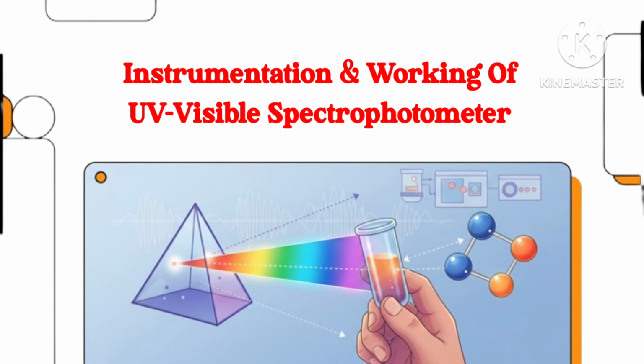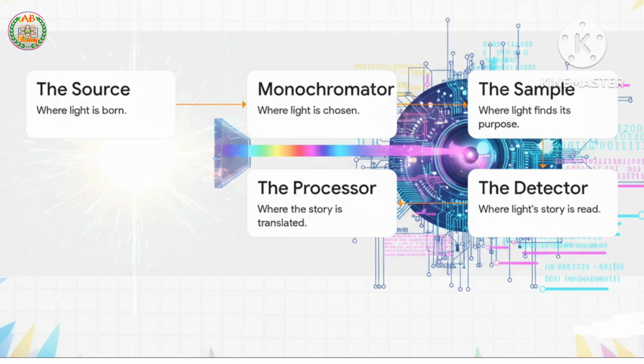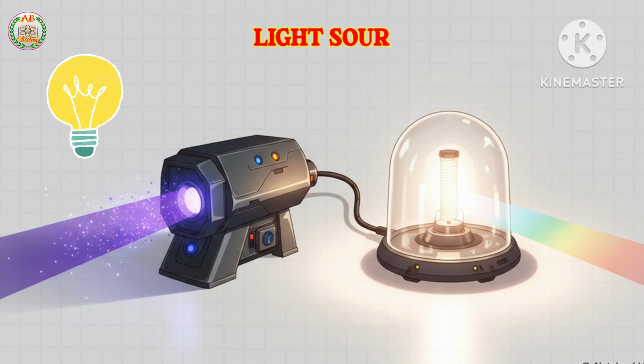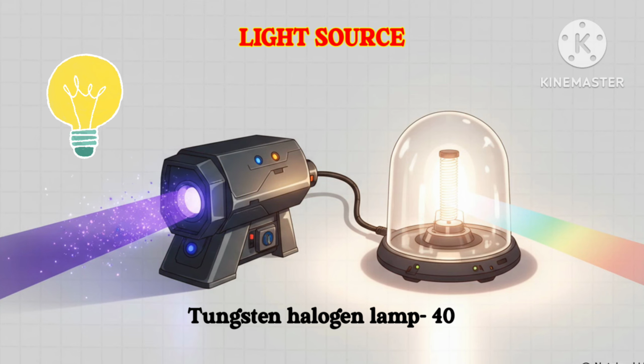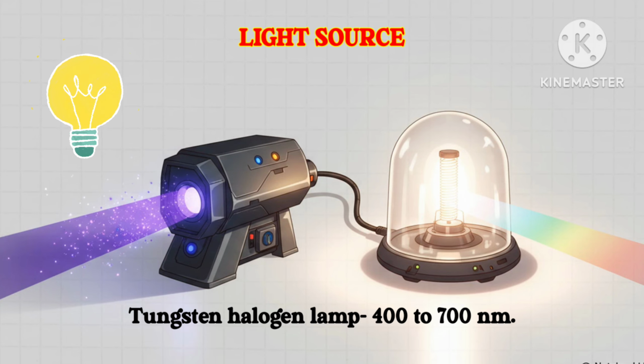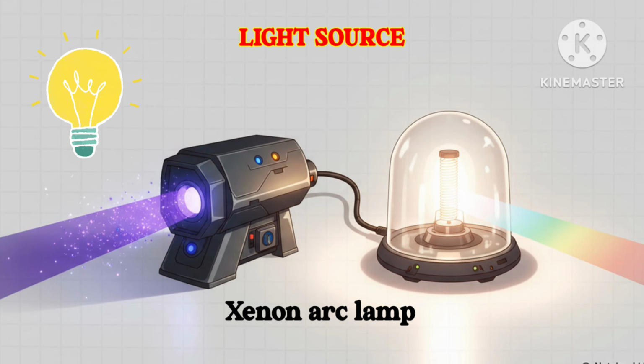Let's see the instrumentation and working of UV visible spectrophotometer. The UV visible spectrophotometer is an easy-to-understand analytical instrument made up of several components. Let's see one by one. First, light source. The deuterium lamp is typically used for the ultraviolet region around 190 to 400 nanometers. It provides a stable and intense light source, making it suitable for UV measurement. Tungsten halogen lamp is used for the visible range 400 to 700 nanometer. It emits a strong beam of visible light with good spectral output. Xenon arc lamp is also used.